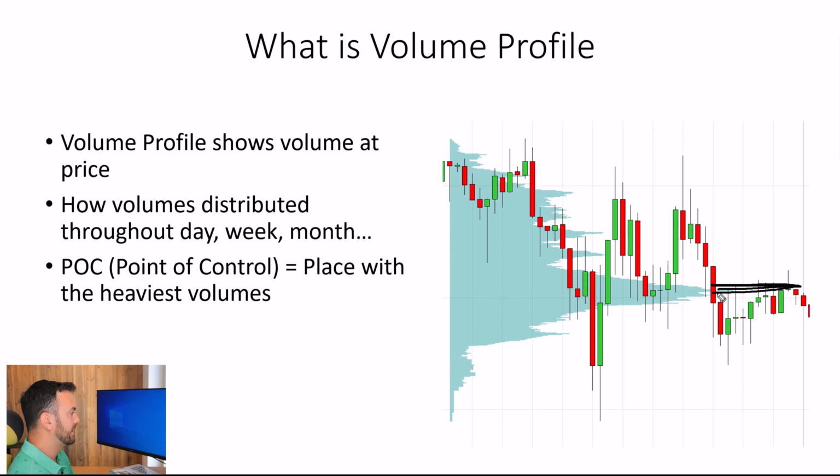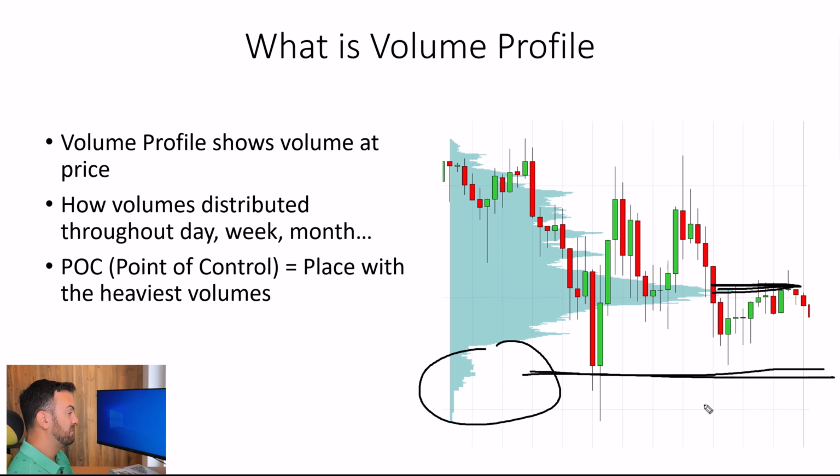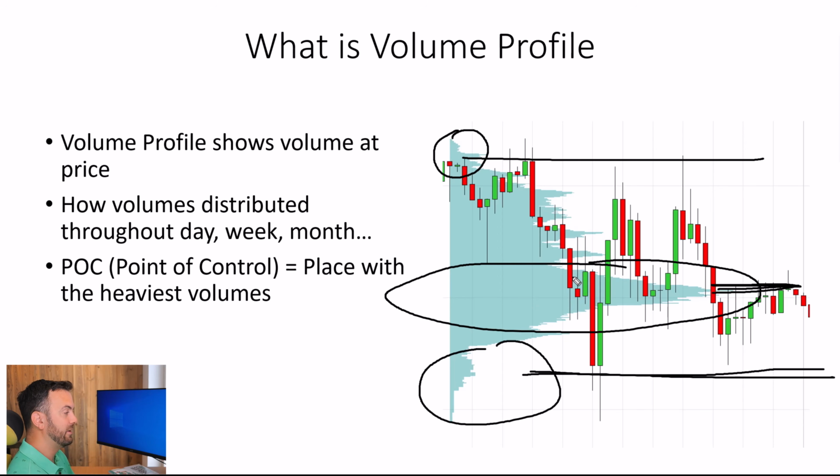So heaviest volumes were in here, then there's area where there were some low volumes, so at this price level, nobody was really interested in trading here. Same goes for this area, right? But this is the most important area because many people were interested in trading at this price level.